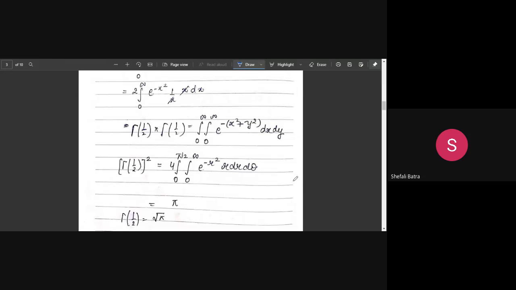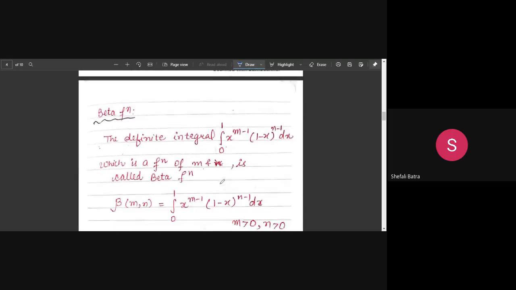Value of gamma half, this is the proof. If you want to go through the proof, then you can read it out. You need to remember this. Gamma half is equal to under root pi. Now, next is beta function.